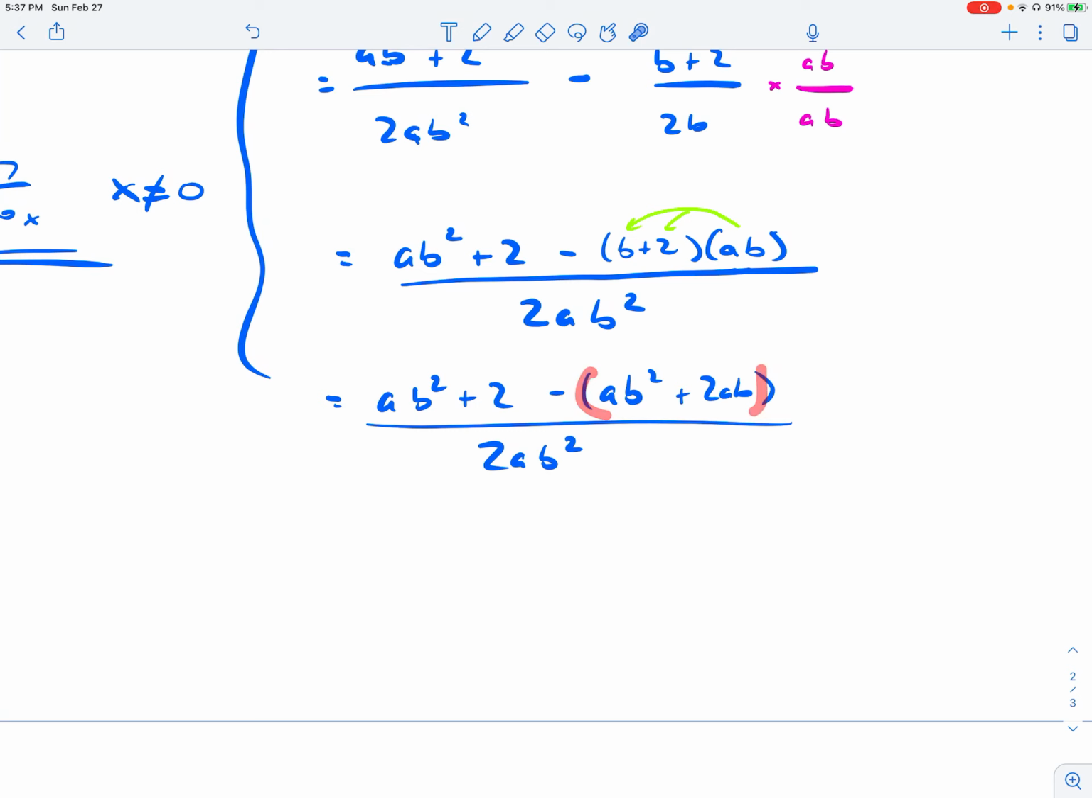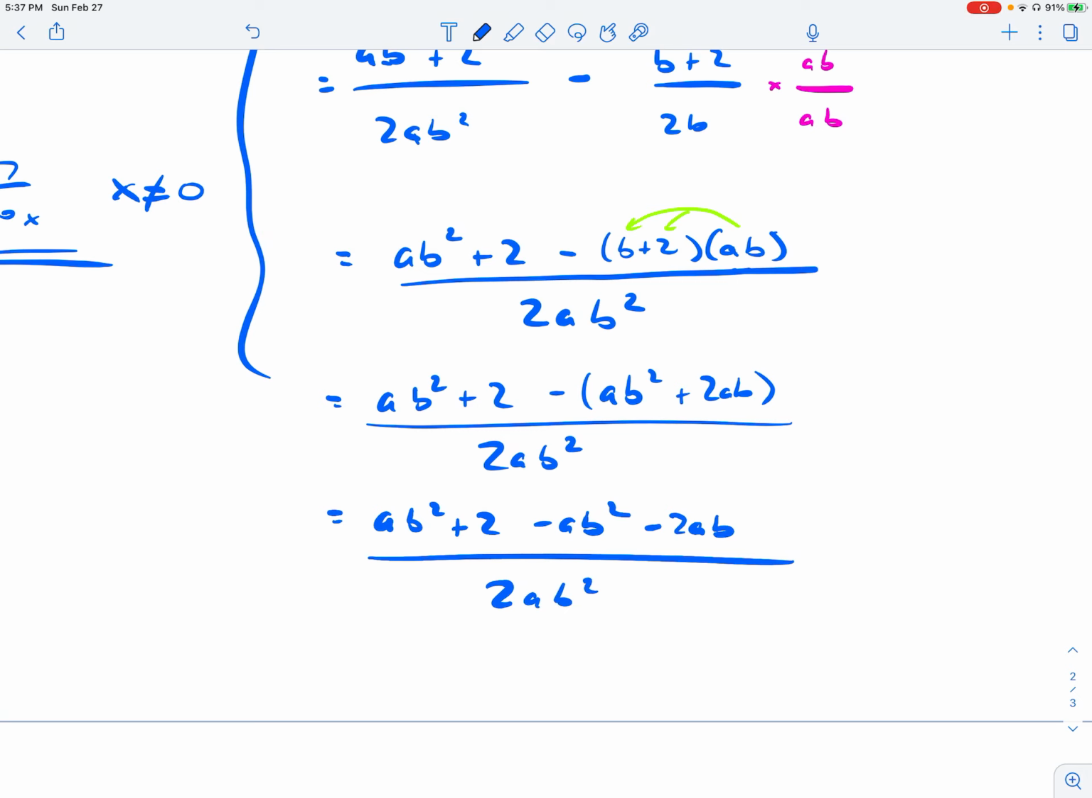So I kept this bracket here. It's important because we're subtracting this. So in order to drop these brackets, I've got to multiply the -1 into each. So we would have ab squared plus 2, then minus an ab squared and minus a 2ab. So don't forget, you have to multiply this and this by -1. They just get opposite signs. And all that is over 2ab squared.